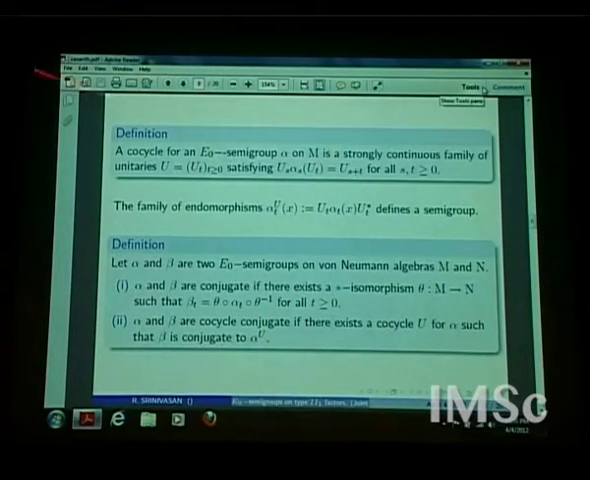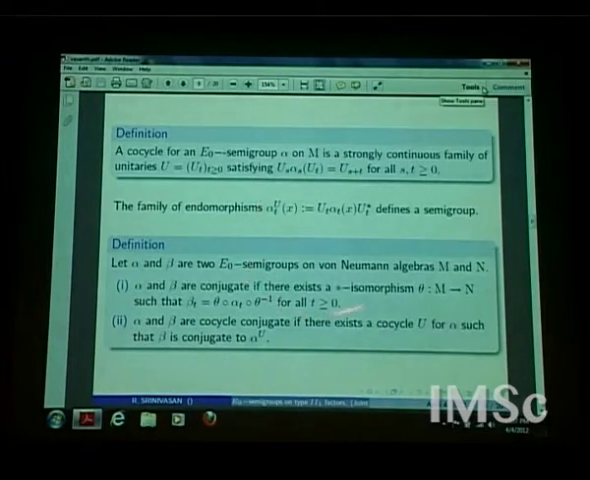Then I want to talk about the identification within E0 semigroups. The identification is what is called cocycle conjugacy, which I want to define. To define that, first I define what a cocycle is. If α is an E0 semigroup on M, then a cocycle for an E0 semigroup is a collection of unitary operators which satisfies this cocycle identity: U_s α_s(U_t) gives U_{s+t}, which is just the cocycle identity. It's a cocycle for α.